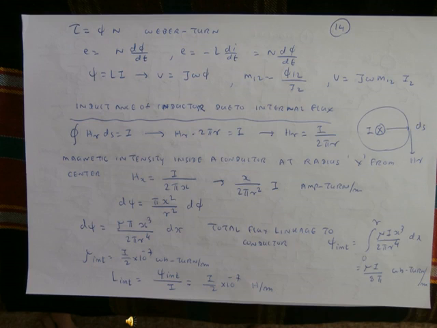The induced voltage is e equals n d phi by dt, which is L d i by dt. So in the sinusoidal case, V equals j omega phi, and V equals j omega L I. So the inductance, or the internal inductance due to the internal flux linkage, is the flux linkage per ampere.